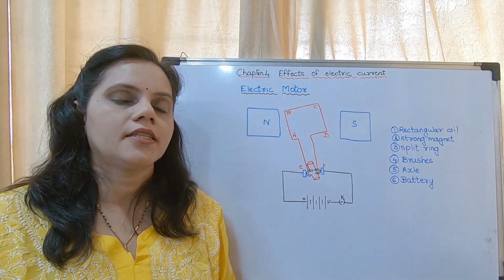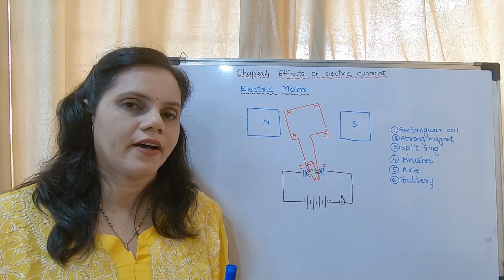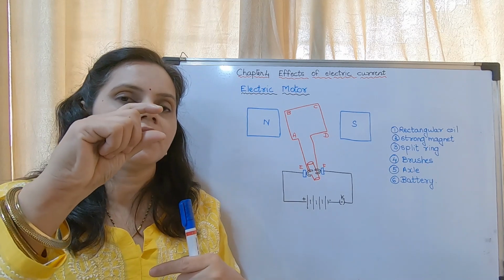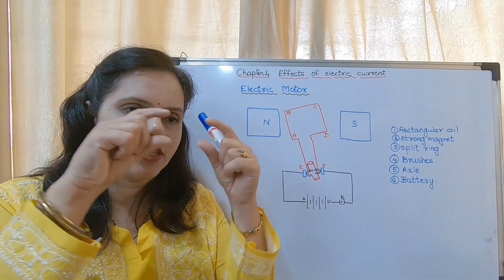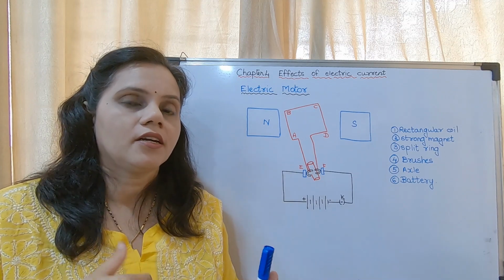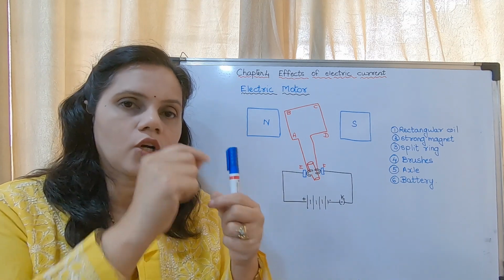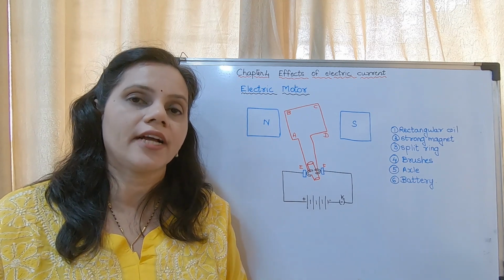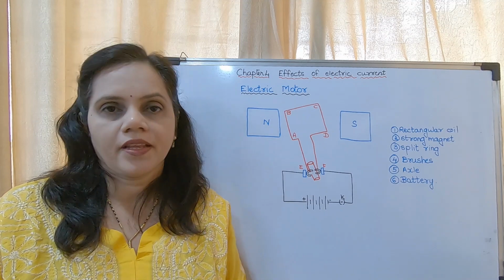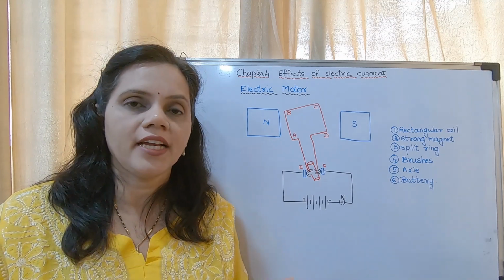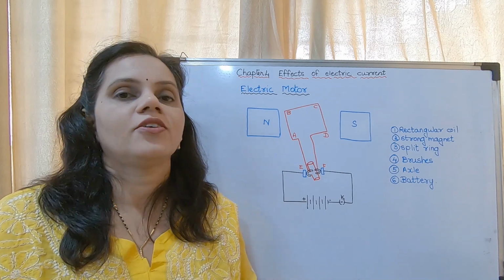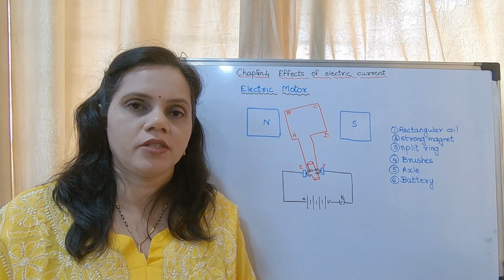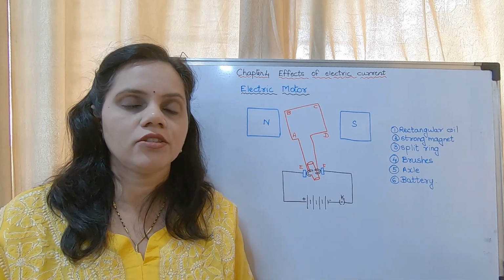Rectangular coil means the wire, an insulated copper wire. An insulated copper wire is wound around a small block, we will call it a core. It is wound around a core. If you have seen small motors in your toy cars, or if you have a spoiled toy car, you may open it and see the motor. Otherwise you may observe the working on other videos on YouTube.